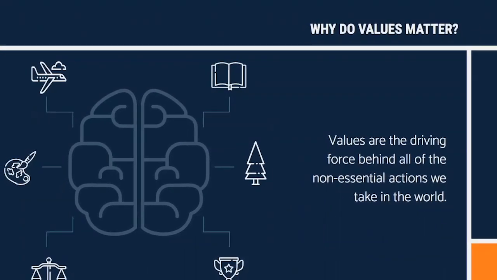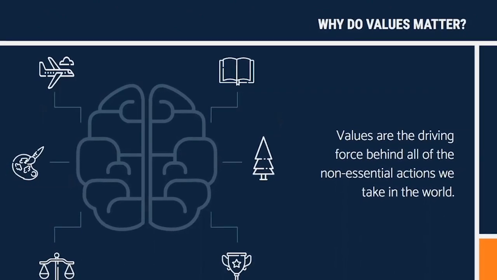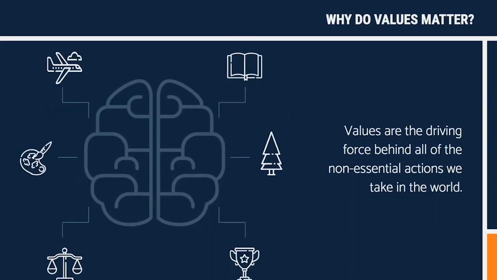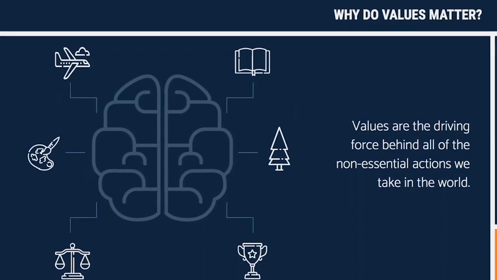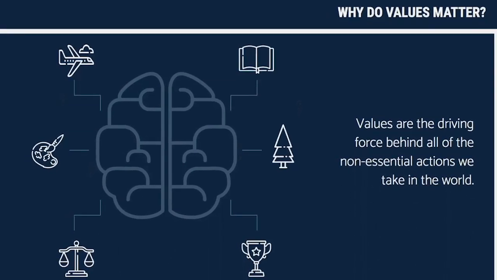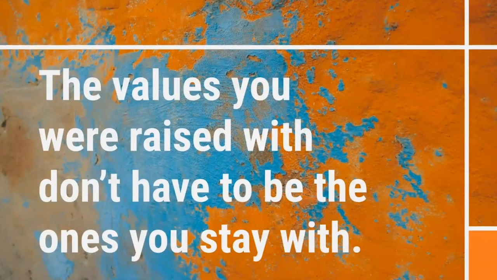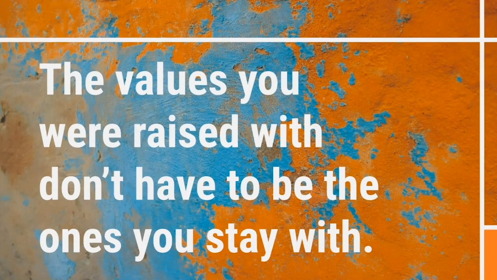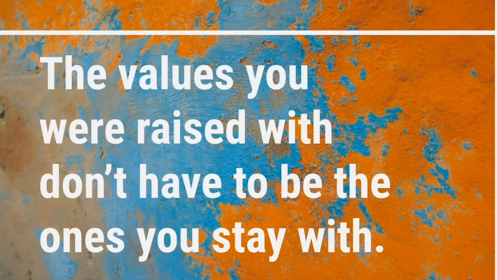There's a lot of things to be said here, and this little brain on the left is me trying to find a representation of some of my broader values. And if you look at all these little icons I've got here, they represent things like education and the environment and competition and fairness and creativity and travel. Now, this closing piece that I want to give you here, when it comes to where our values come from, is this really important message: the values that you were raised with don't have to be the ones you stay with.